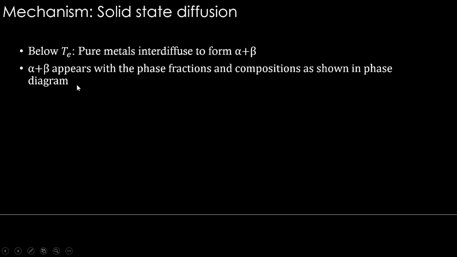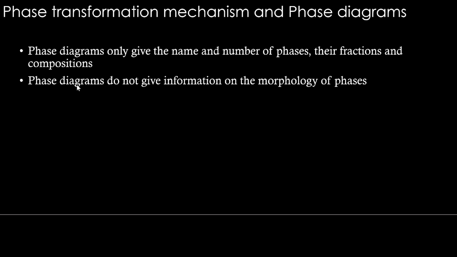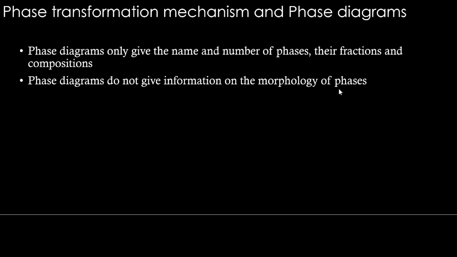Even at this temperature, you can apply the lever rule and the tie line, figure out the composition and phase fractions, and they are going to be the same. So what is the difference then? Phase diagrams only give the name and number of phases, their fractions and compositions, nothing more. Phase diagrams do not give information on the morphology of phases. You can see in the previous case, it had the lamellar structure, but in the interdiffusion case, it does not have the lamellar structure at all. So the morphology aspect doesn't come from the phase diagram. It has more to do with the mechanism of phase transformation rather than the information from the phase diagram.